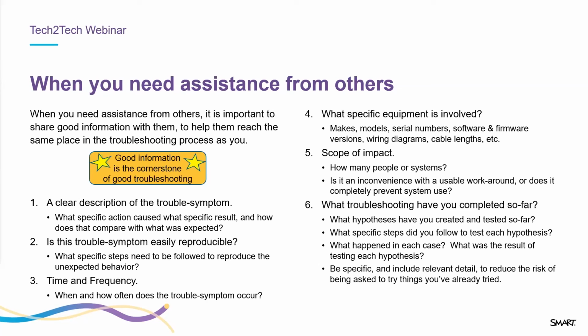There's value in being specific and including relevant details. The value is you reduce the risk of being asked to try things that you've already tried. For that second bullet point, what specific steps did you follow to test each hypothesis is equally as important, because the person that you are asking for help might say, oh, wait a minute, you missed a step, you forgot about this. So sharing this type of information is very important.